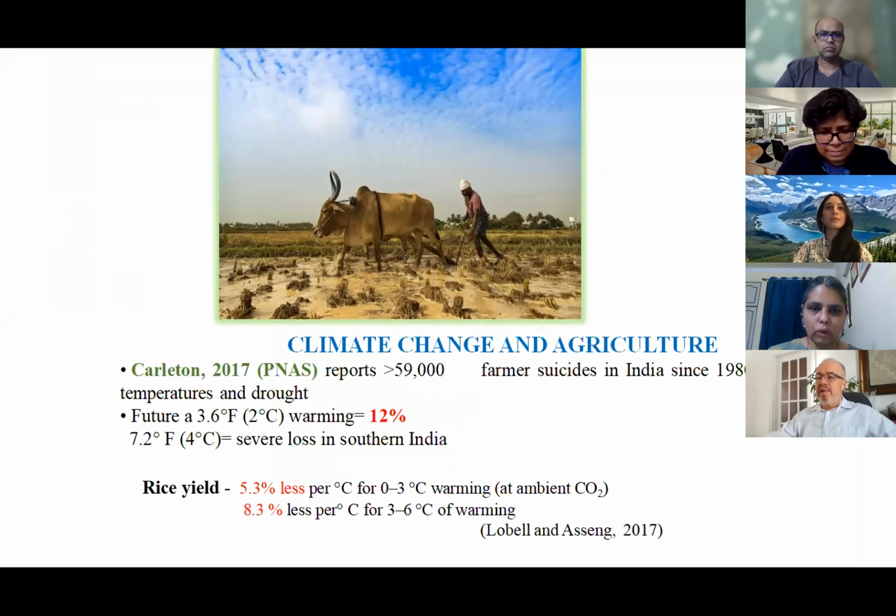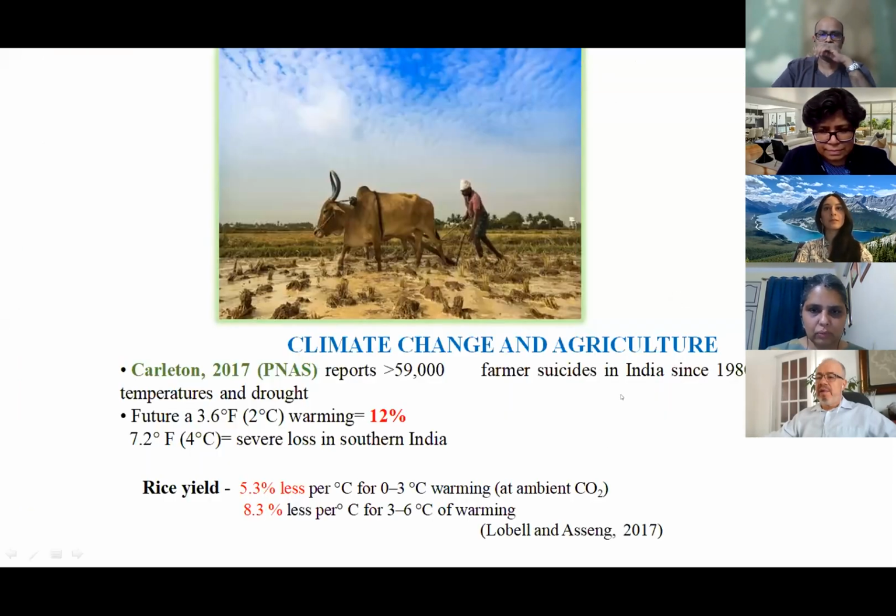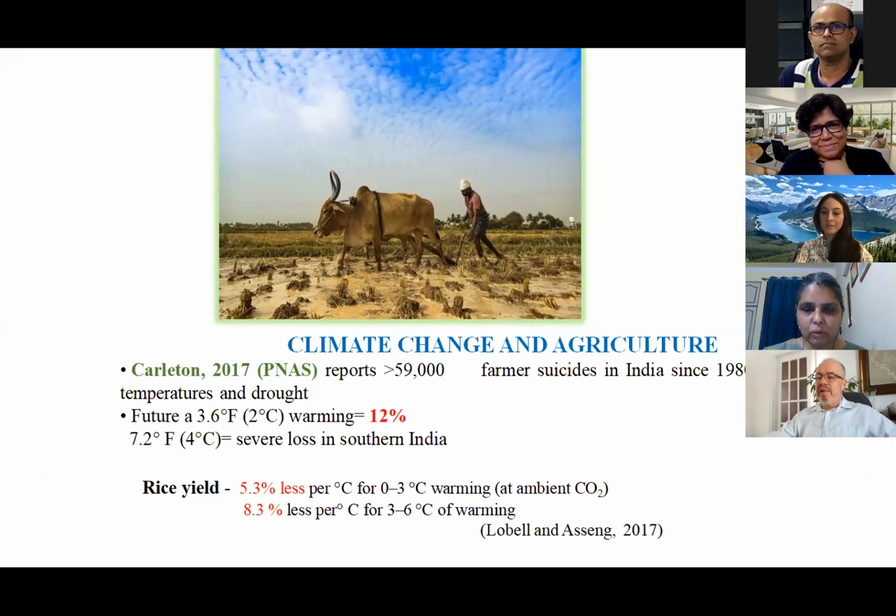We all know that climate change and agriculture is greatly affected by it, right? And it's a huge problem to farmers, and it is reported in 2017 in a PNAS report that more than 59,000 farmers committed suicide in India since 1980 due to these adverse climate change effects.